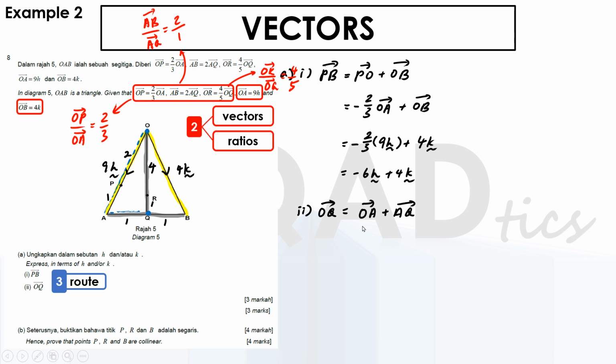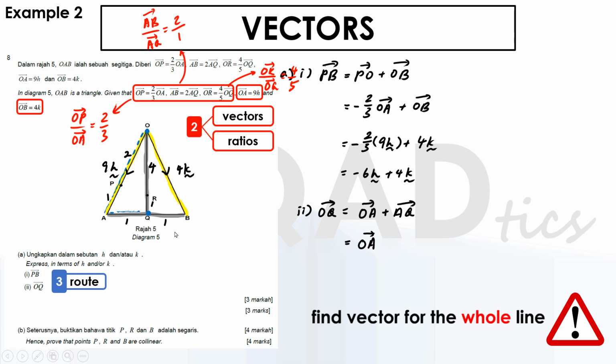Right, so to find OA, OA is straightforward because it's given, which is 9h. So I'll keep it first. But AQ would be a bit hard because we don't know the vector for this part. Right, so as you can see, AQ is only part of the whole line. The whole line is AB. Right? So what I will do is, instead of focusing on finding AQ, I focus on finding the vector for the whole line, which is AB.